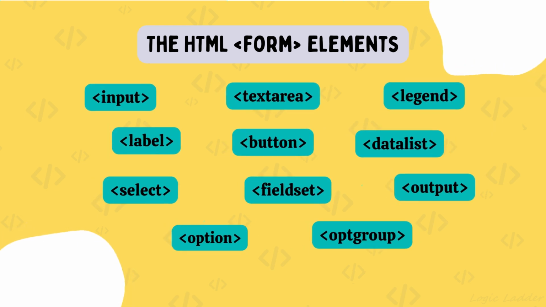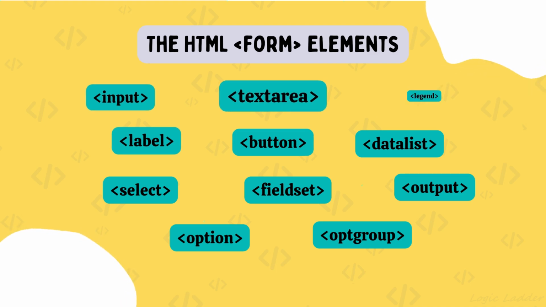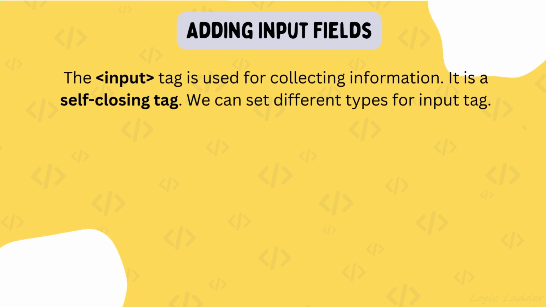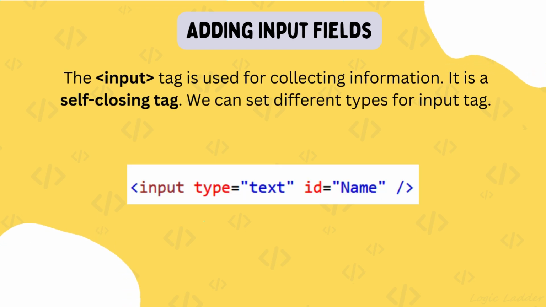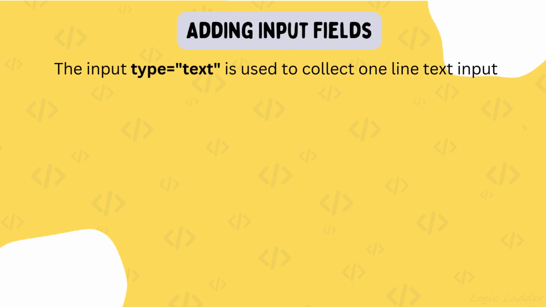The HTML form can contain one or more of the following form elements. Let's discuss the important ones in detail. Let's start with the input tag. The input tag is used for collecting information. It is a self-closing tag. The input tag has a main attribute, which is the type attribute. We can set many different types for our input field.